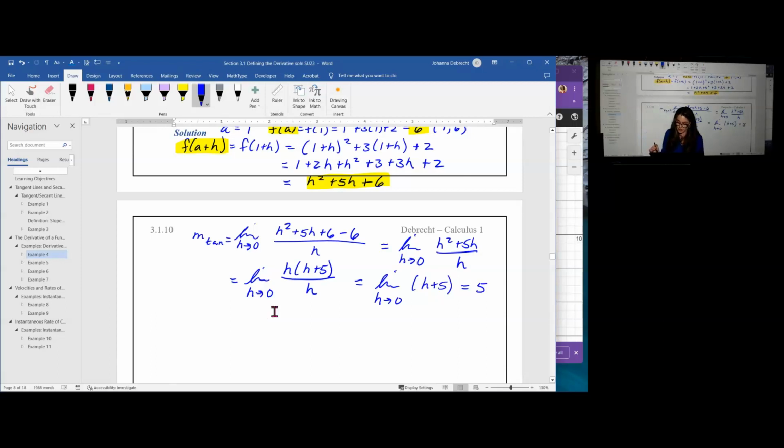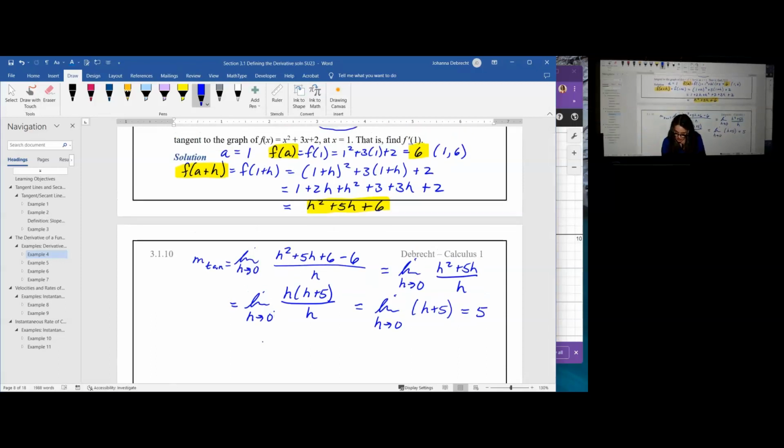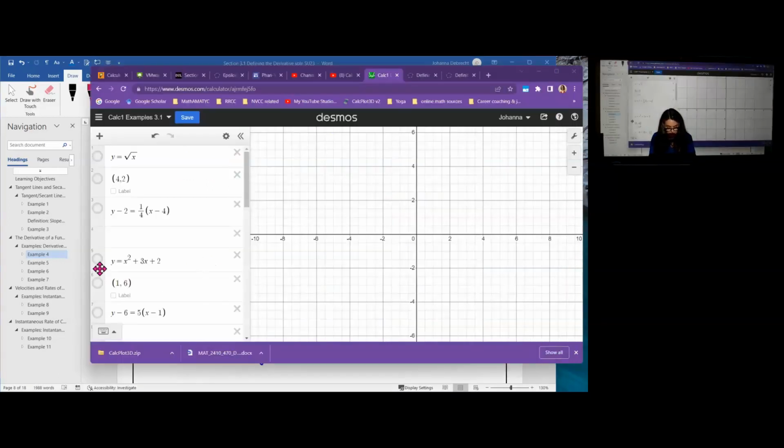To write the equation of the tangent line, we take our point, (1, 6), and we write y minus 6 equals 5 times the quantity x minus 1. Let's take a look at our graph and see if that matches with our expectation.